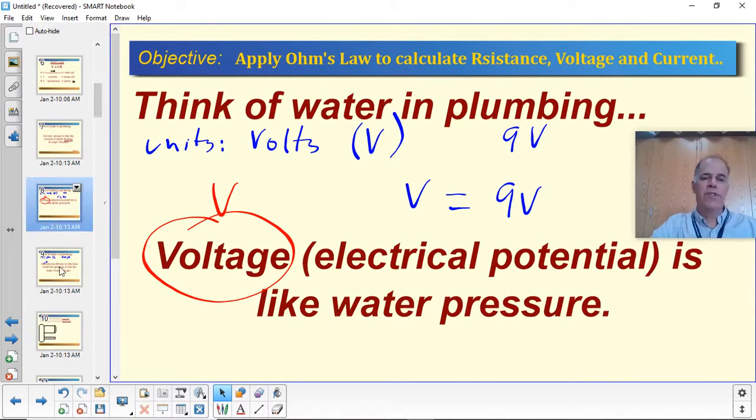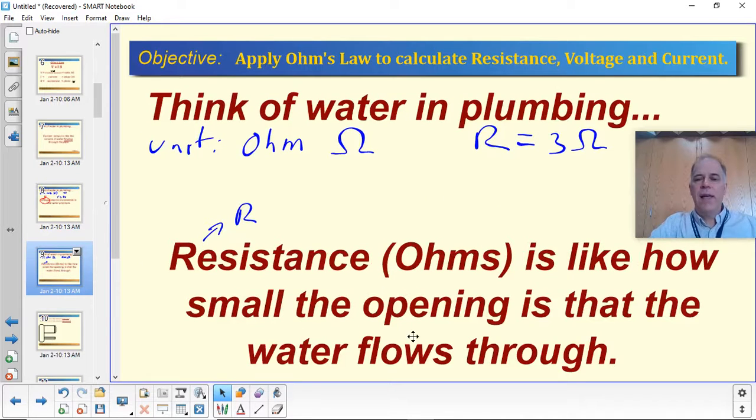And then finally, resistance is like how small the opening is that the water is flowing through. Now, notice I say how small the opening is and not how large the opening is. A small pipe or a drinking straw is going to allow less water to flow through than a great big pipe. So high resistance is small diameter in this analogy, only in terms of water.